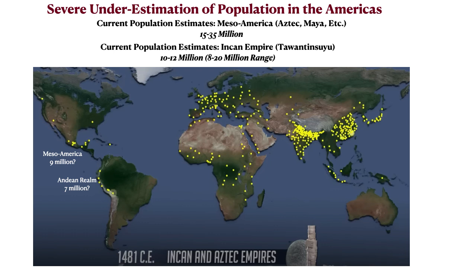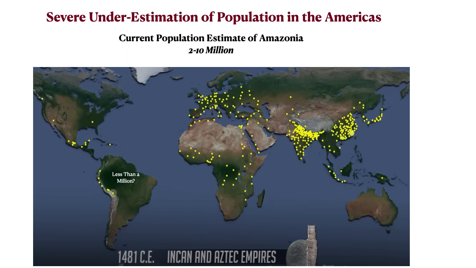Or for the Andean realm, the Andes Mountains and plateaus and coastal zone of Peru and Ecuador, into northern Chile, it has 7 dots there, 7 million. Current population estimates for the Inca Empire alone are 10 to 12 million, and some estimates up to 20 million. Same with the Amazon basin. There are no dots there, so it would indicate less than 1 million people.